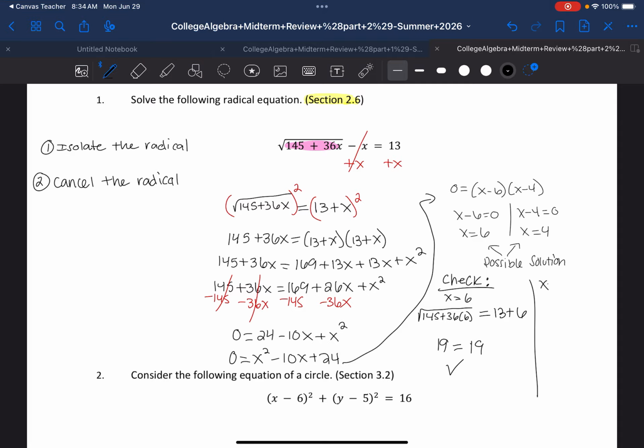And for x equals 4, we have the square root of 145 plus 36 times 4 equals 13 plus 4.